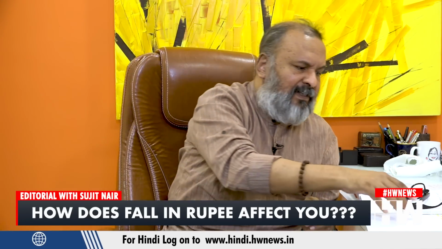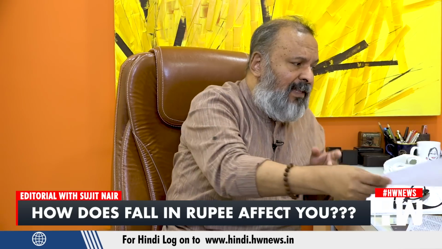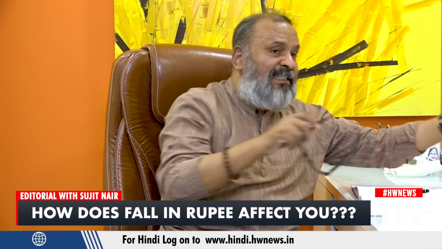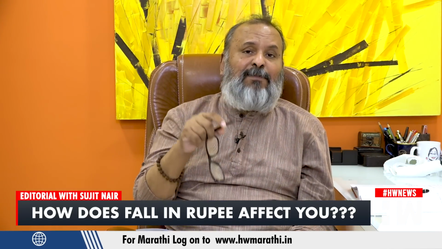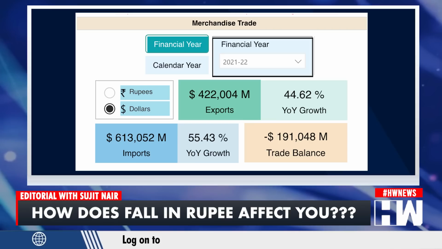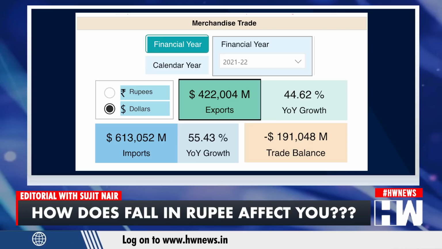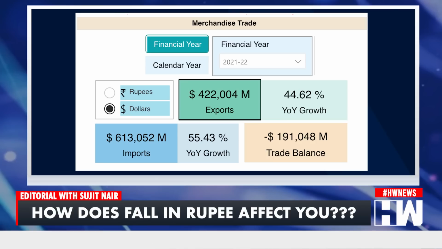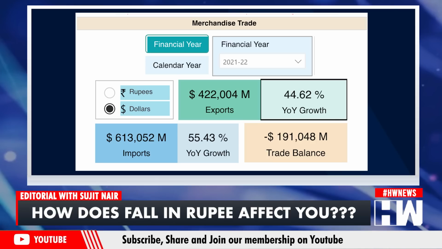Now let me give you some figures. I will give you some figures of merchandise trade. I am not even talking about service trade. I am talking about merchandise trade. Merchandise trade matlab material, merchandise. Okay, merchandise trade in 2021-22, according to government figures, we exported 4,22,004 million US dollars. Okay, and had a growth of 44.62% in our exports.